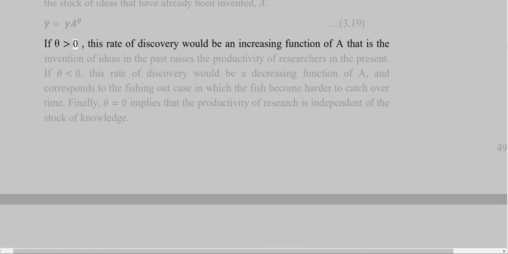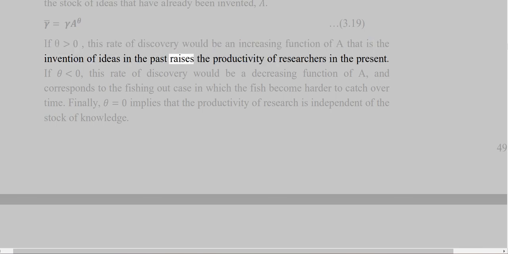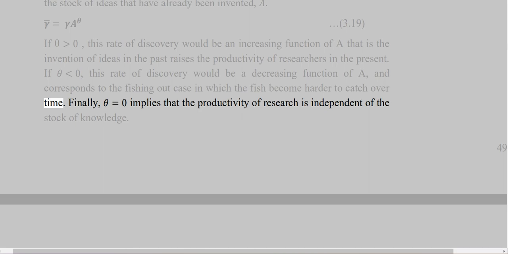If phi is greater than zero, this rate of discovery would be an increasing function of A, that is, the invention of ideas in the past raises the productivity of researchers in the present. If phi is less than zero, this rate of discovery would be a decreasing function of A, and corresponds to the fishing out case in which the fish become harder to catch over time. Finally, phi equals zero implies that the productivity of research is independent of the stock of knowledge.